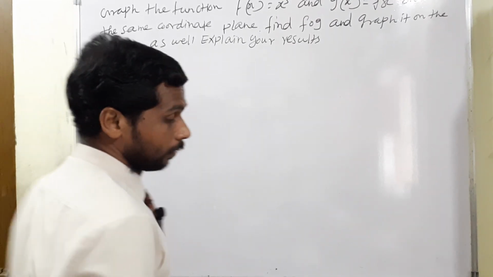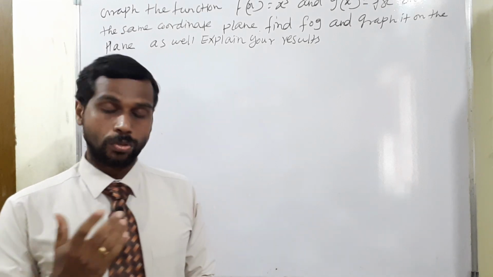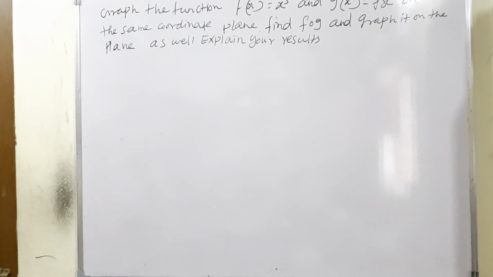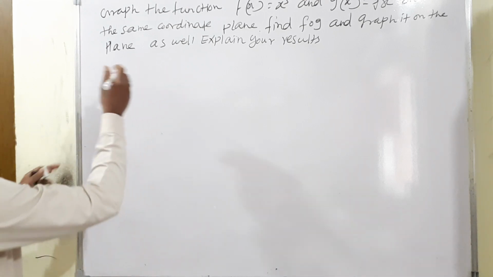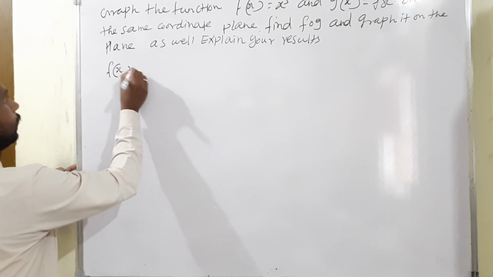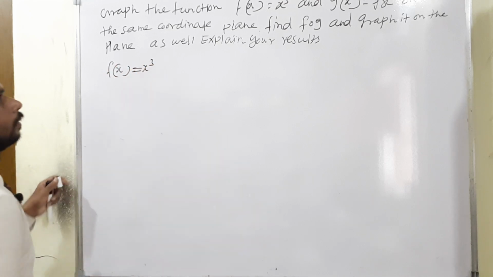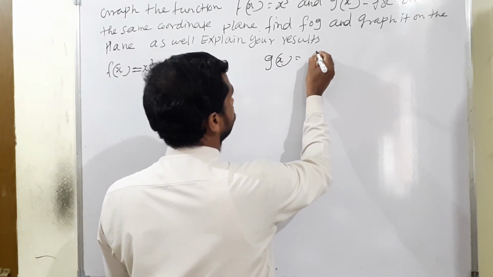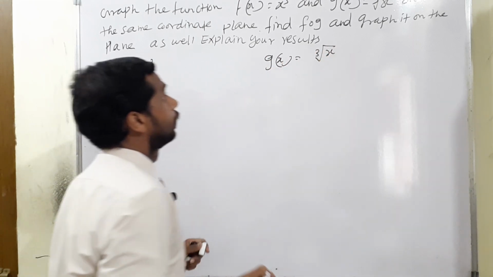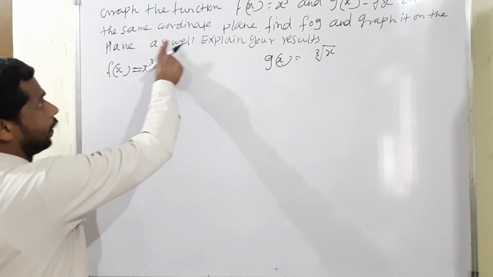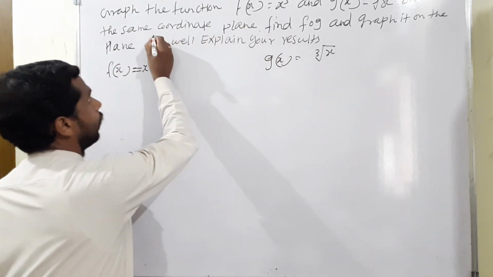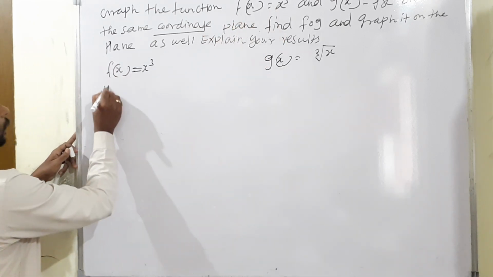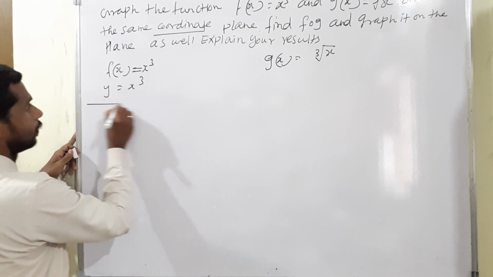I'm moving to question number 3 from exercise 1.4 homework. Graph the function f of x is equal to x cube, and g of x is equal to cube root of x, on the same coordinate plane. So first we have to apply f of x is equal to x cube, that is y is equal to x cube.